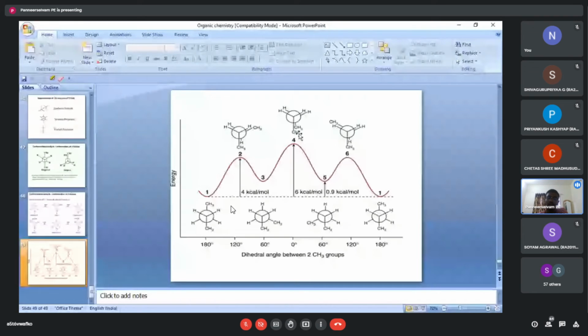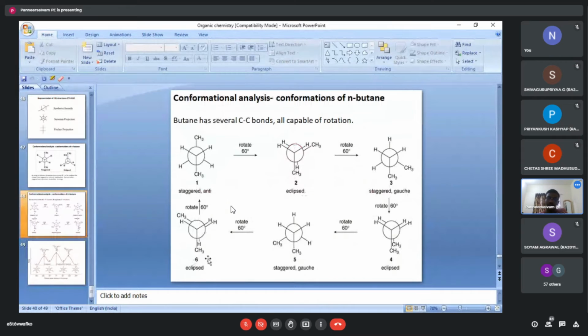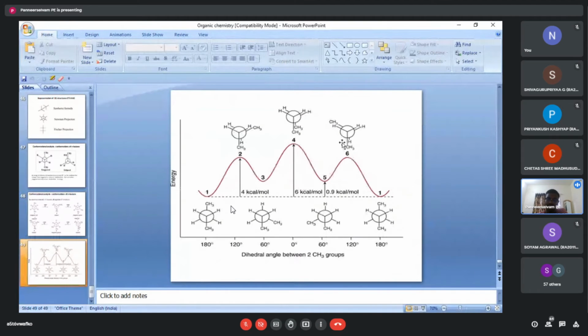So at the top, the high-energy ones are always eclipsed, and the lower-energy ones are the stacked configuration. Structure 4 is eclipsed, overlapping. Structure 5 is stacked. Structure 6, what about it? Again eclipsed. You see the structure is again eclipsed. So here also the energy level is lower compared to this. The methyl interaction is stronger than in structures 2 and 6. Further decreases.